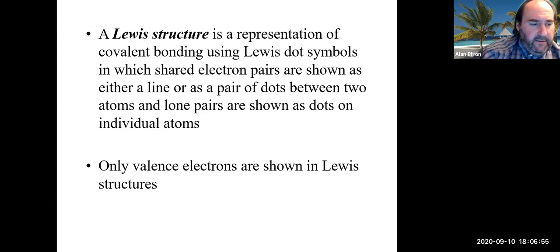So again, a Lewis structure is a representation of bonding using those Lewis dot symbols, and a reminder that really only the valence electrons are being shown. We still have all those other core electrons, not really involved in the bonding, but still present. But again, they're not truly involved in any of the bonding that's happening there.